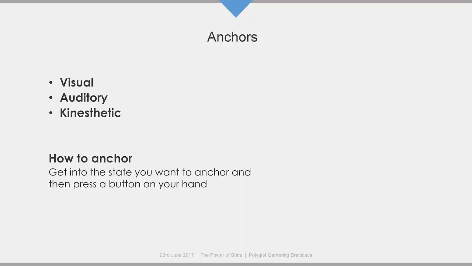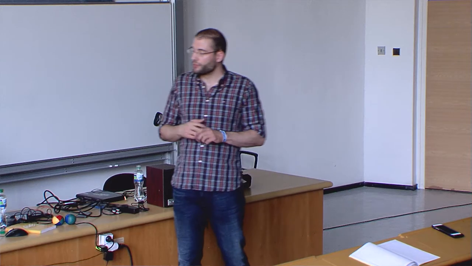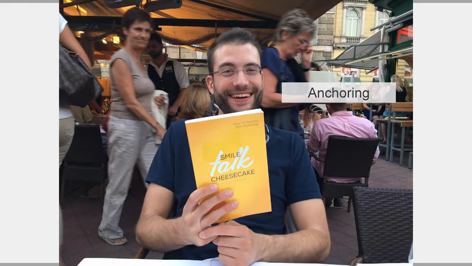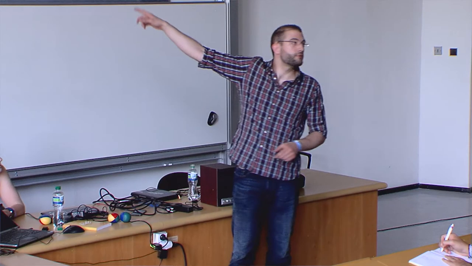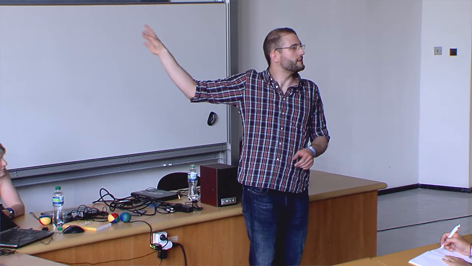Now the next topic of my talk is anchoring. As a brief introduction, human beings have different types of anchoring: visual, auditory, which we published before, and kinesthetic. What I would like to show you is how to anchor a state by pressing a button on your hand. For this one, we take a look at that picture again, and may I ask, how many of you have realized that I was actually pressing a button on my hand here in the picture?